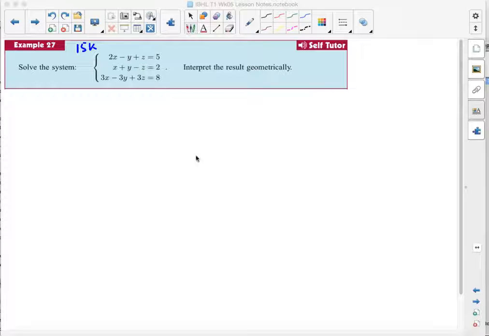Now here we have another example in 15K on 3 equations and 3 unknowns, which again indicates x, y, z, x, y, z, x, y, z, that we are looking at 3 planes here. And we would like to know, by solving this system of equations, whether these planes intersect and in what way they intersect.